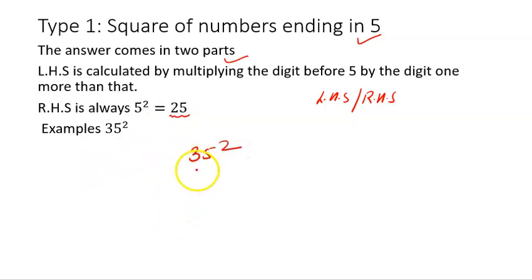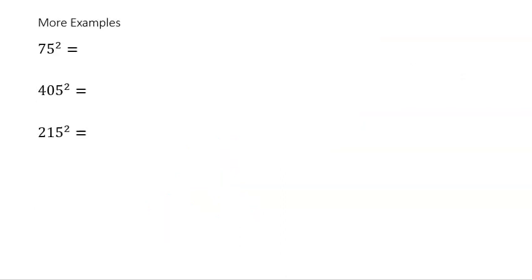Suppose we have to find the 35 square, then it will have two parts. One part will have 3 and it will be multiplied by a number more than 3, means 4, and so the left hand side will be 12, and what will be the right hand side? That is 5 square, that is 25. So the square of this number will be 1225, right? 1225. Let us look at some more examples.